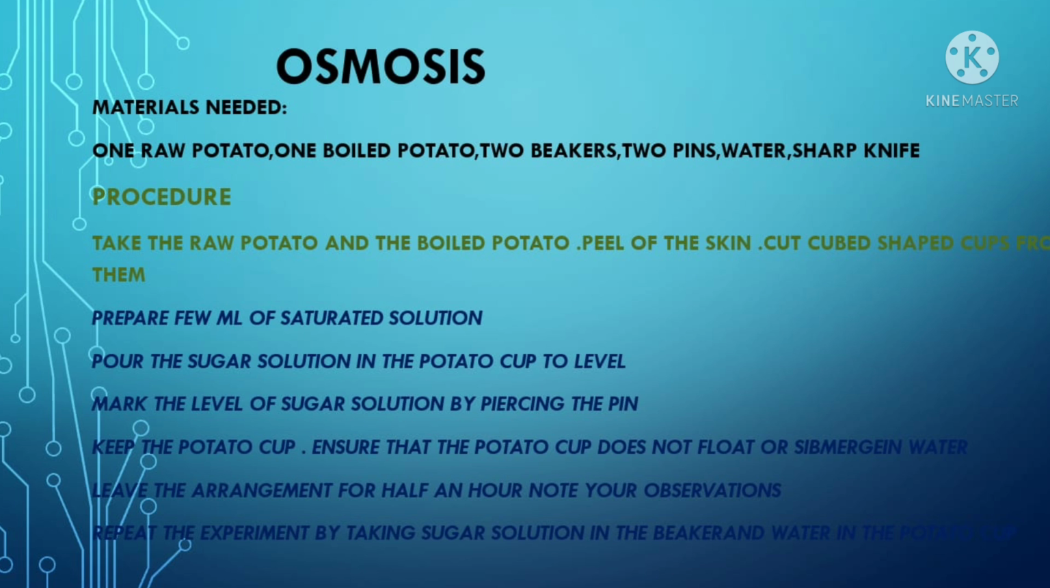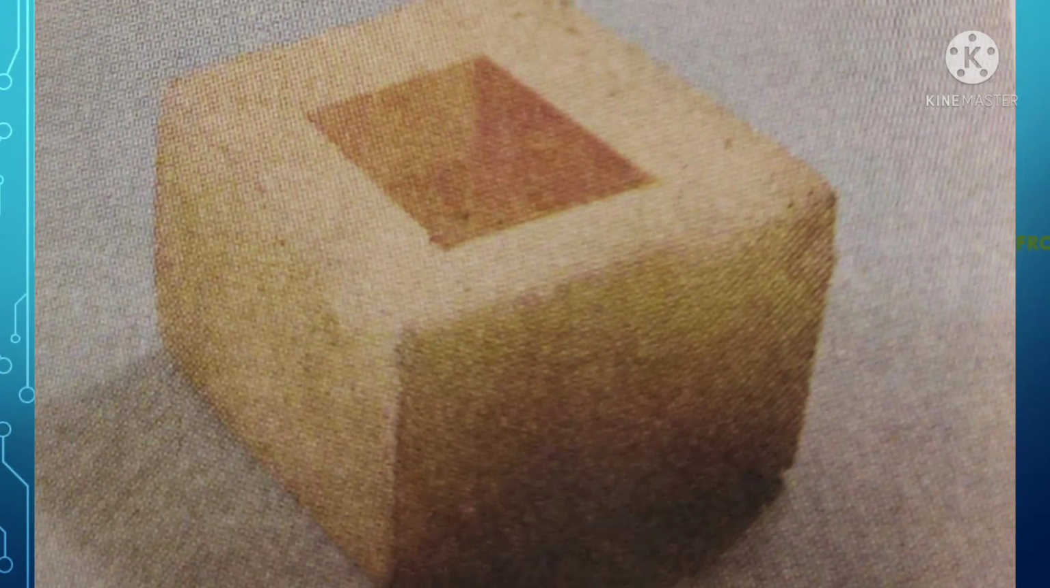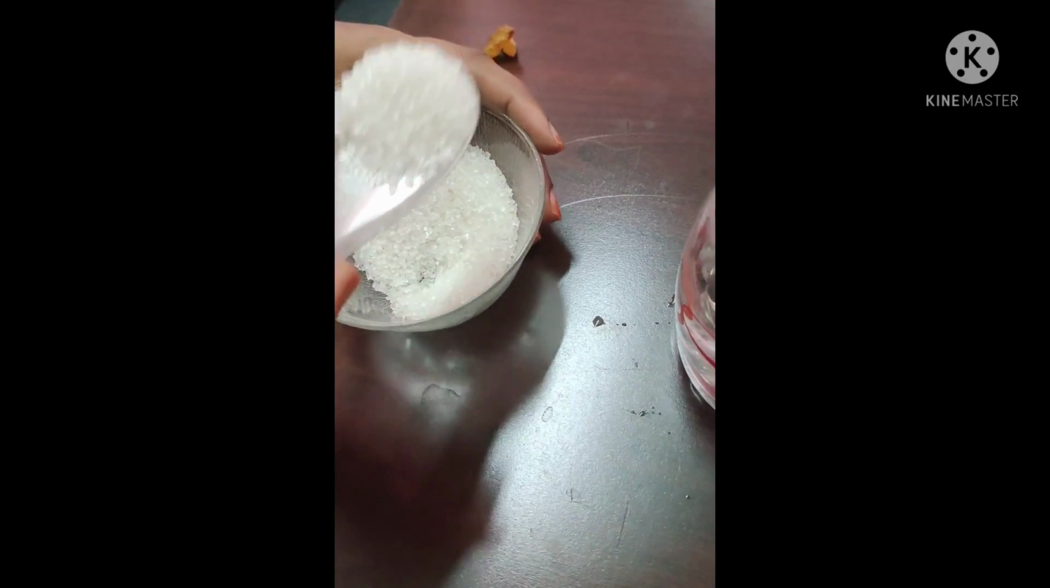For the activity, some materials are needed: 1 raw potato, 1 boiled potato, 2 beakers, bowls, 2 pins, water, sharp knife. Procedure: take the raw potato and boiled potato, peel off the skins, and cut cube-shaped cups from them as shown in the figure. Prepare a few ml of saturated sugar solution. Pour the sugar solution in the potato cup to a level as shown in the figure.